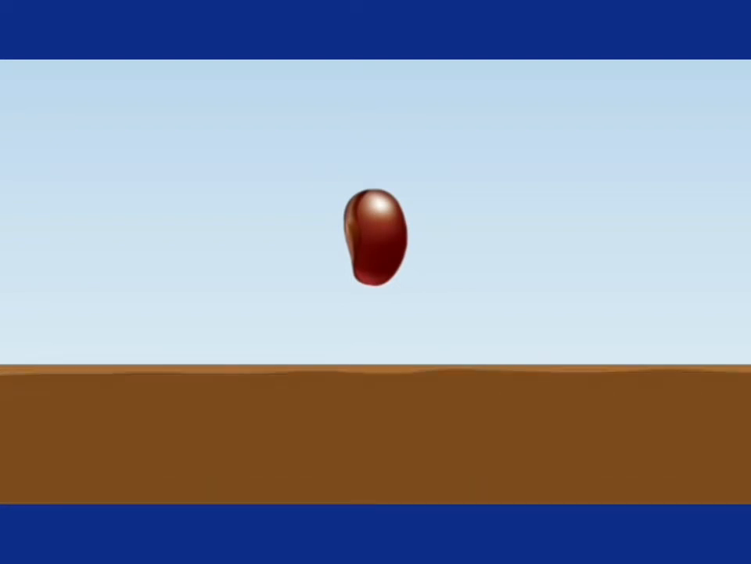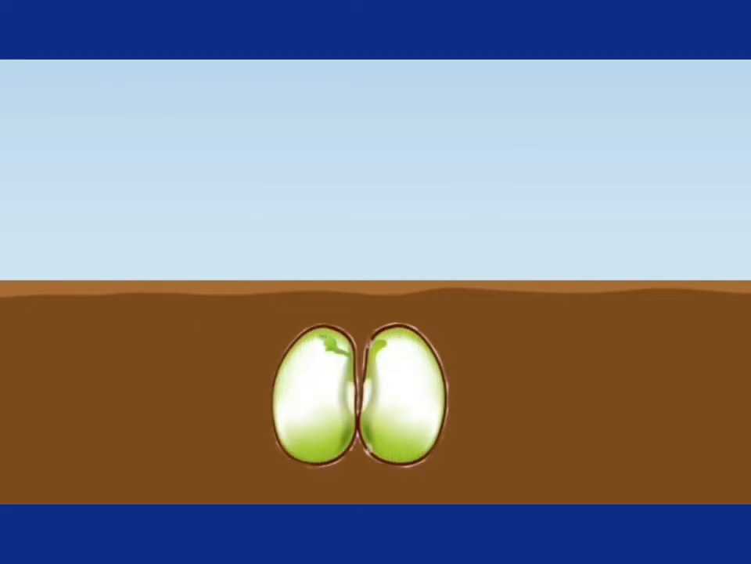Okay, so children, this is a seed, and the seed needs to be sown in the soil or mud. See, we need to sow the seed inside the soil or mud. All seeds contain a small baby plant inside them. See children, there's a small baby plant inside all the seeds.